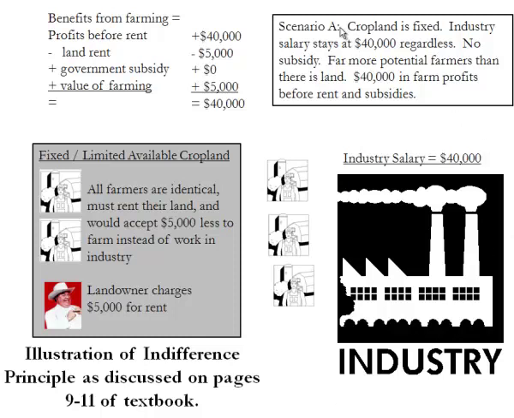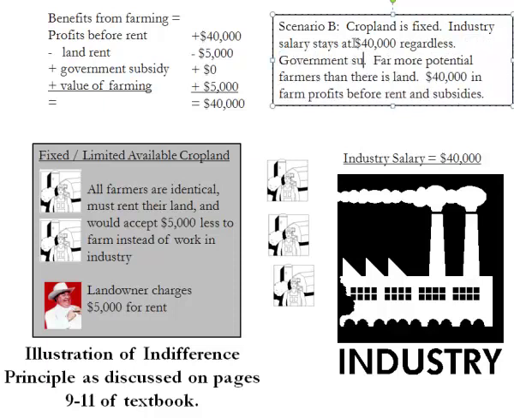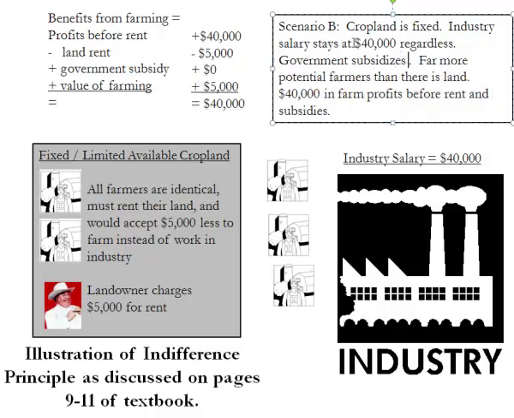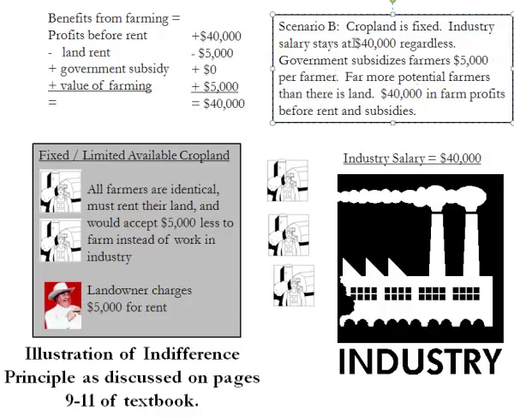Now let's consider a different scenario. Now we're going to make it from scenario A to scenario B. Everything stays the same except for one thing. We're going to have a subsidy. Government subsidizes $5,000 per farmer. You know, this is an economic model.